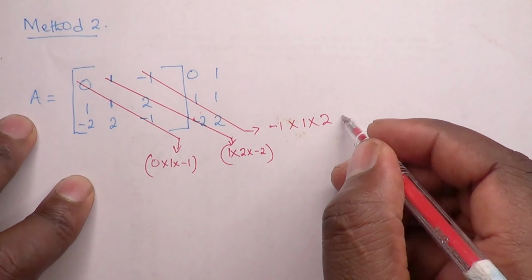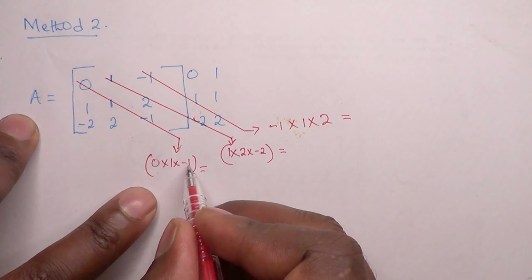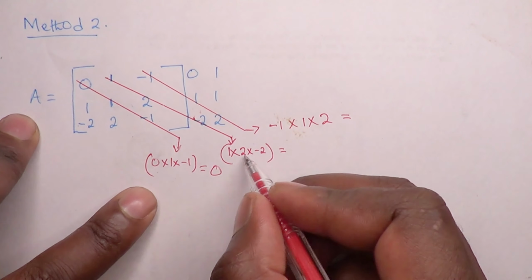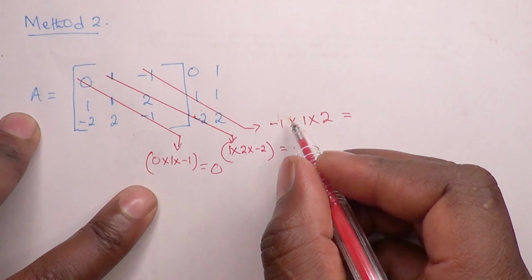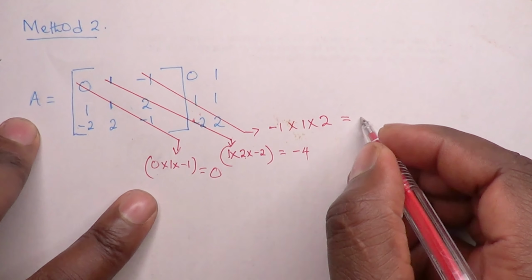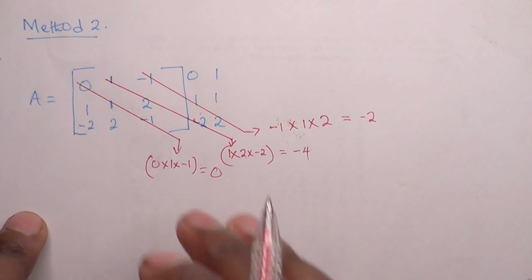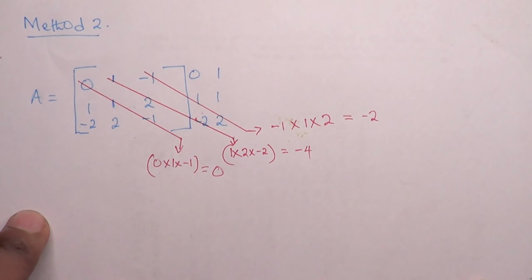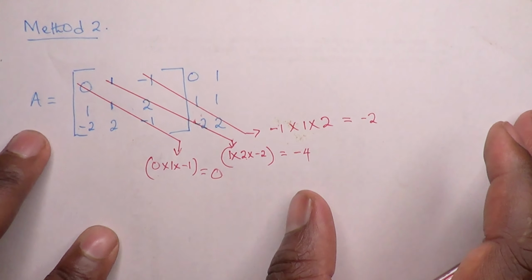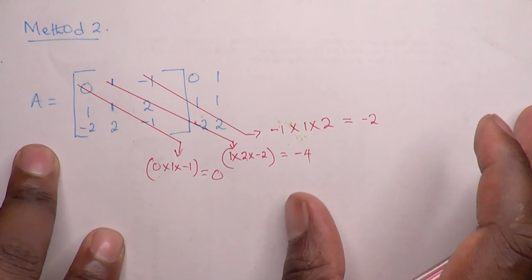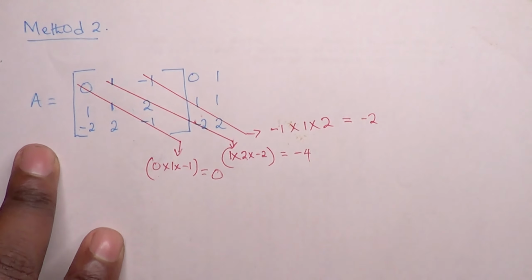So here it will be what? 0 times 1 times negative 1, we get 0. 1 times 2 times negative 2, we get negative 4. Then negative 1 times 1 times 2, that is negative 2. Now look at the ones I have multiplied, the ones moving from left to right. At this point I have multiplied them. Then the next step, I will take the ones going from right to left.